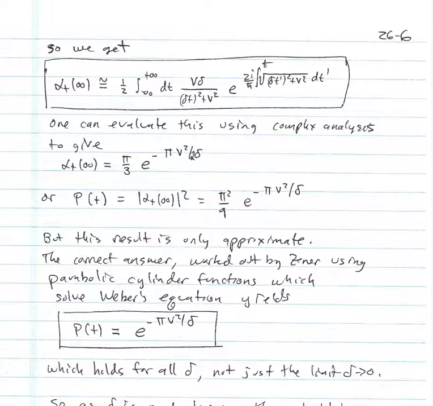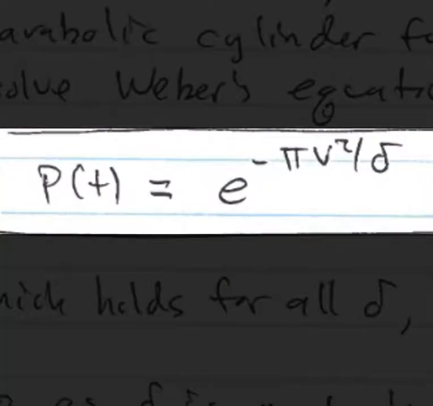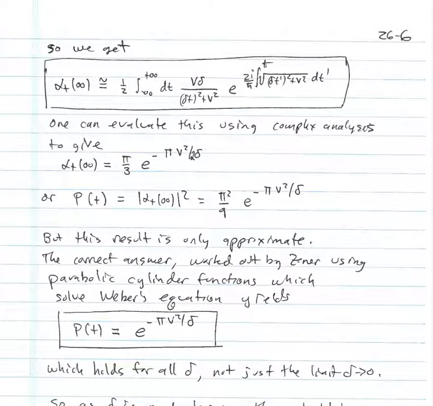The correct answer is the one that was worked out by Zener in the early 1930s using those parabolic cylinder functions which solve this Weber's equation. And what he found was the probability to stay in the plus state is e to the minus pi v squared over delta. So that coefficient that was approximate, that's pi squared over 9, should actually just be equal to 1. And this answer that Zener got actually holds for all delta, not just in the limit as delta goes to 0.